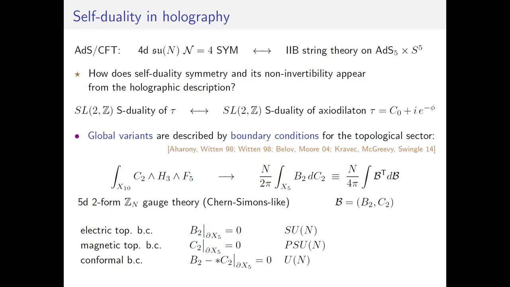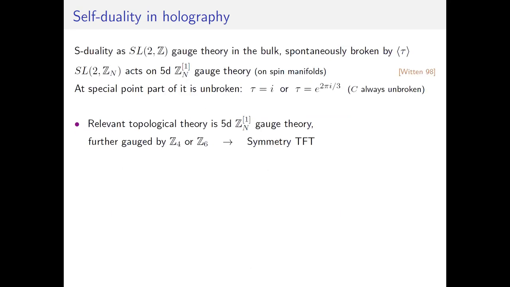And in fact, one can consider more general mixed topological boundary conditions. This allows us to create all the various global variants that, depending on N, the theory can have. In fact, there is also a non-topological but conformal boundary condition one can choose. For instance, this gives us the U(N) theory, but I will not discuss this here. Okay, so now we have this S-duality. And in the bulk, SL(2,Z) S-duality appears as a gauge theory.